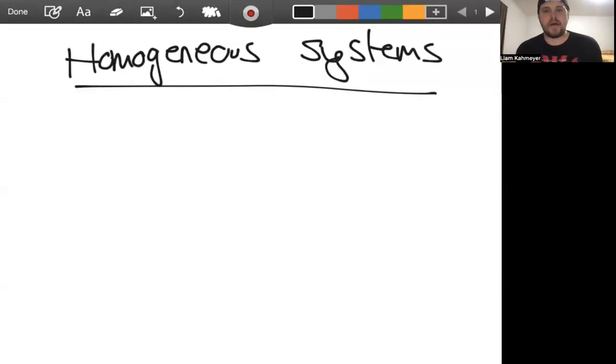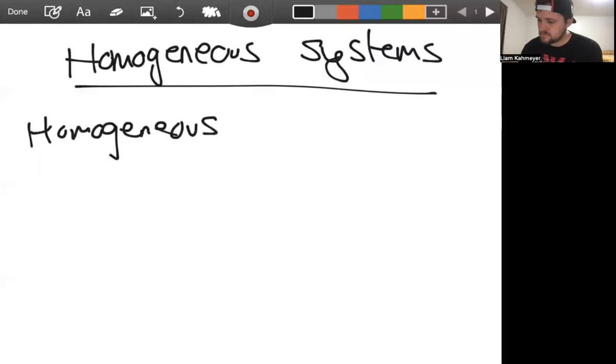Okay, I want to spend some time specifically on homogeneous systems of equations. And if you'll remember, a homogeneous system is one of the following. And if it helps as a mnemonic device, if you remember, a homogeneous differential equation was, say, a second order linear homogeneous differential equation.